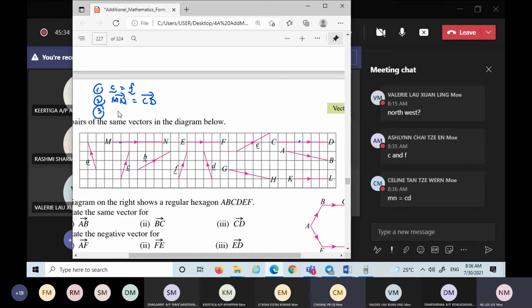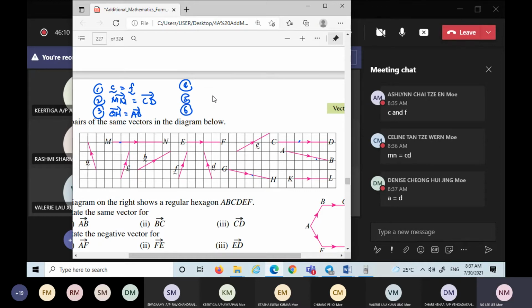GH and AB. May I know who you are? Peachy. Peachy, GH and AB. GH is this one, AB is this one. You can see they have the same direction and same magnitude. Okay, thank you, Peachy. Number 4. Who is the next one? Altogether 6.